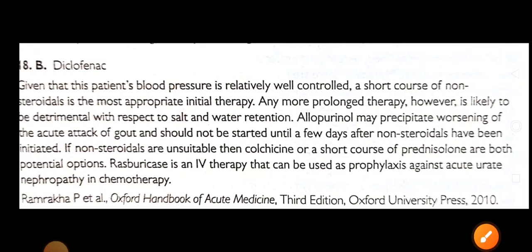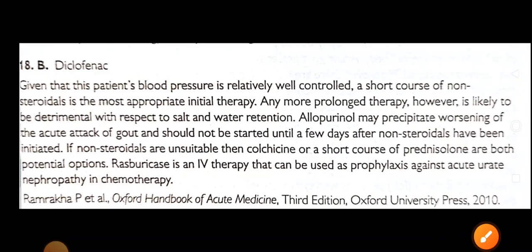Okay. Now, given that this patient's blood pressure is relatively well controlled, a short course of non-steroidals is the most appropriate initial therapy. Any more prolonged therapy, however, is likely to be detrimental with respect to salt and water retention.